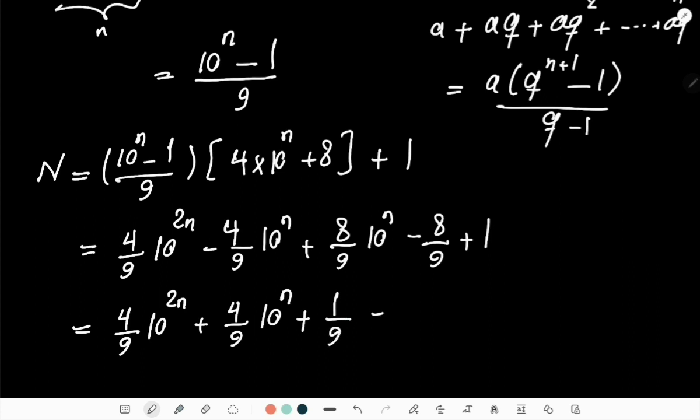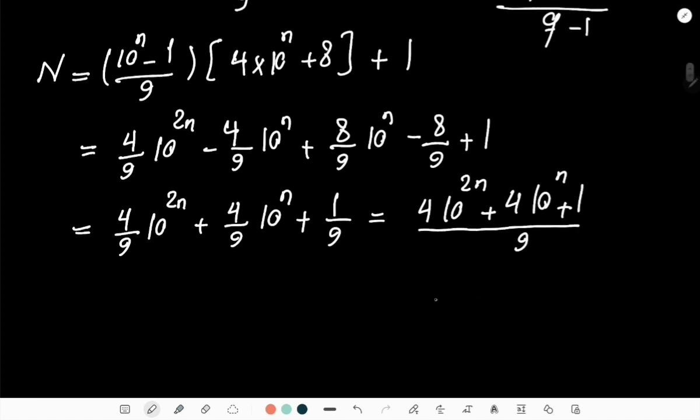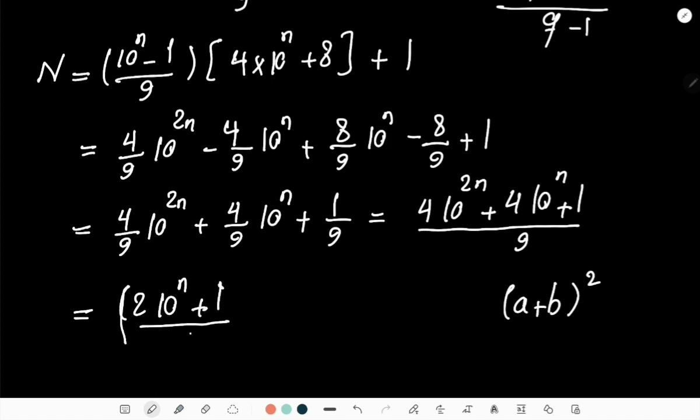So this is indeed 4 times 10 to the power of 2n plus 4 times 10 to the power of n plus 1, over 9. And please pay attention that this is the same as this algebraic identity, a plus b to the power of 2, because now we can write this as 2 times 10 to the power of n plus 1, and we can also put 3 here. This is to the power of 2.